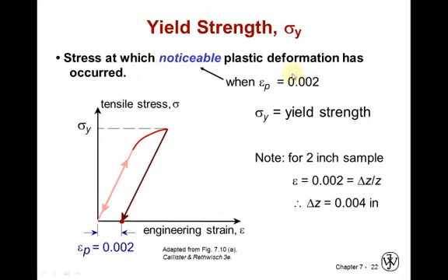It's a rule of thumb that noticeable plastic deformation occurs when strain is equal to 0.002 or 0.2%. You find that value, you go up a curve that has the same slope as the elastic modulus, and when it runs into your stress strain curve, that's where your yield stress is.